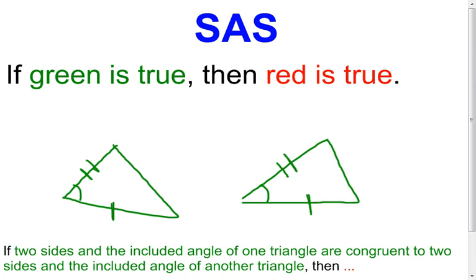Next one is referred to as SAS, standing for side, angle, side. And in this case, you have 2 sides in one triangle congruent to 2 sides in another triangle, and you have the included angle. There's that vocab of what it means to be the included angle. Those 2 angles are congruent. And if that's the case, the 2 triangles are going to be congruent.